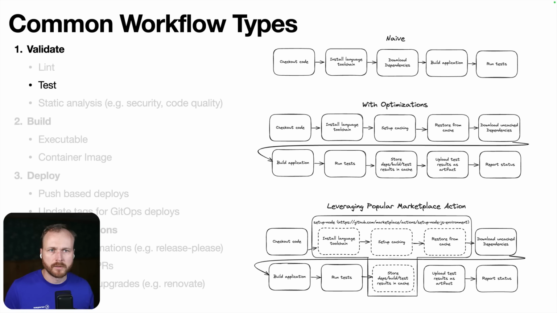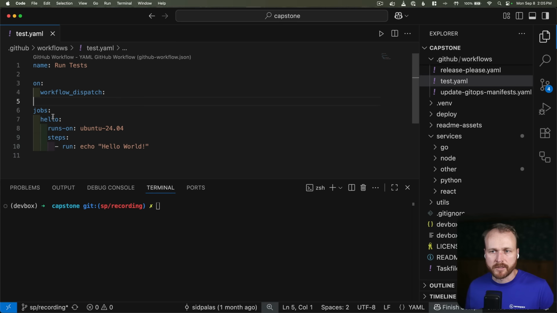We're going to check out the code. We want to make sure we have the correct version of our language toolchain installed. We'll download any application dependencies, build our application, and then run the tests. As shown at the bottom there, we're going to leverage public marketplace actions to handle things like toolchain setup and caching. For now, let's have a single job within our workflow called test.